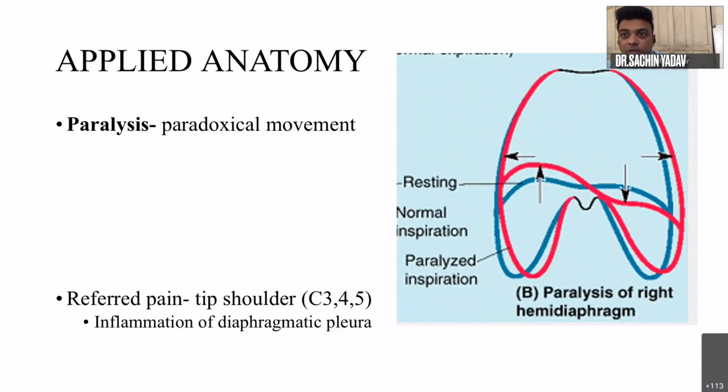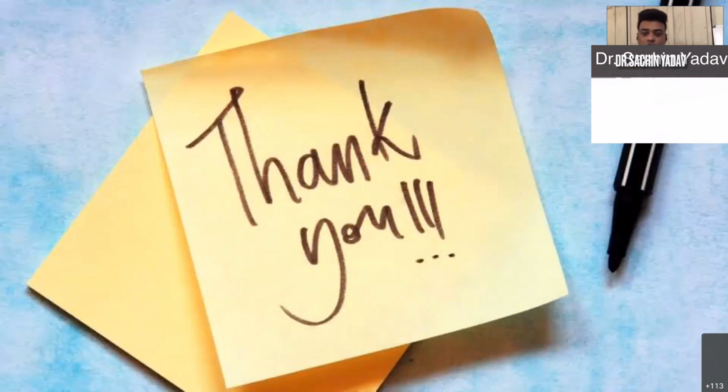And yes, the pain due to irritation or inflammation of the peritoneum or the pleura on the diaphragm can be referred to the shoulder tip, because the shoulder tip is innervated by the same nerve supply, C3, C4, and C5. Okay, so this was about the diaphragm.